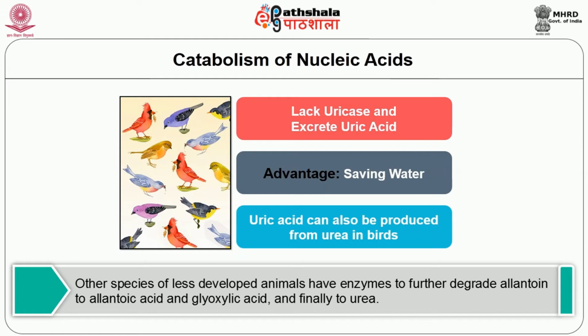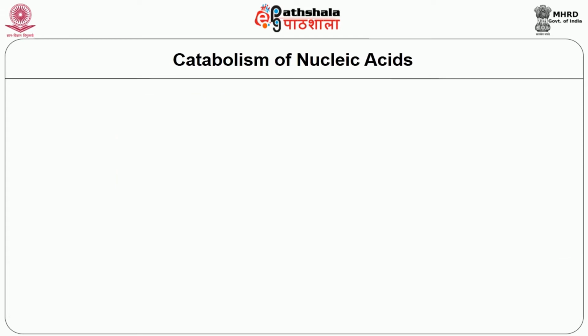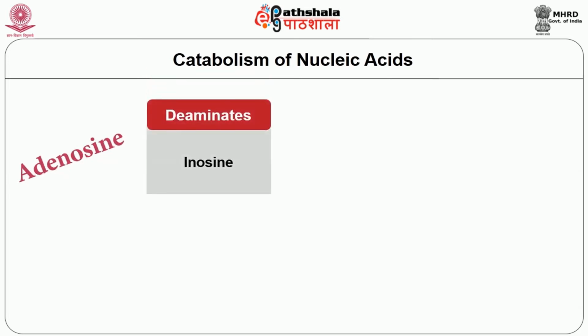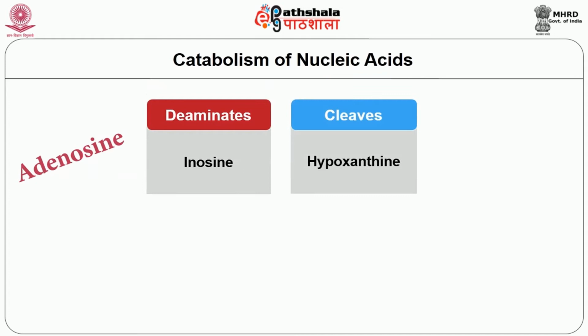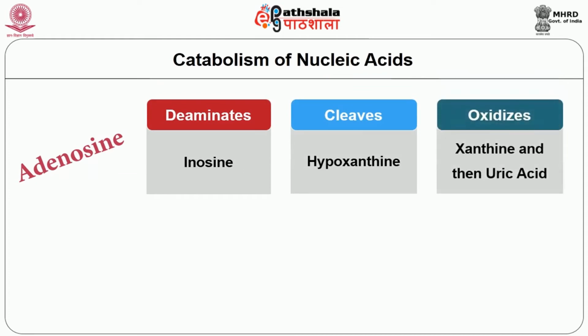The major steps involved in this degradation pathway are depicted in the scheme that is now displayed on your screen. I urge you to take a minute to go through the reactions so that your understanding of the process becomes clearer. As you can see in the scheme of reactions, adenosine first deaminates to inosine, then cleaves to form hypoxanthine, which in turn oxidizes to xanthine and then uric acid.